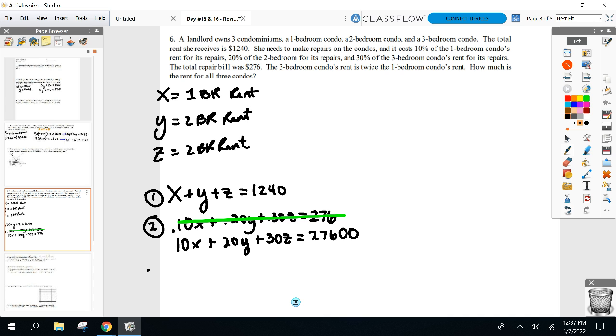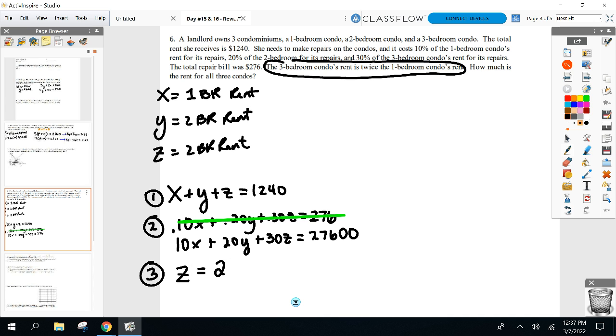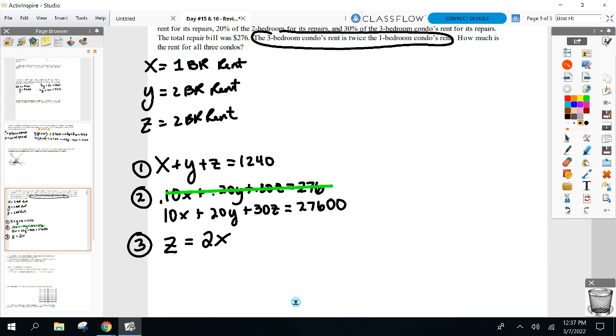And you guys know usually this is where we have the trouble coming up with the third equation. Last thing, the three bedroom rent is twice the one bedroom rent. The three bedroom rent, Z, is twice the one bedroom, 2x. What don't I like about that? It doesn't have a Y. We're going to have to deal with that, though. I can't do much about it.